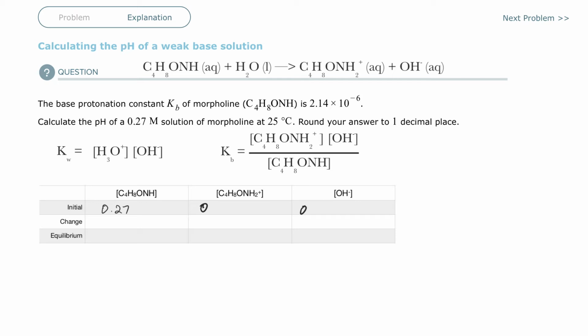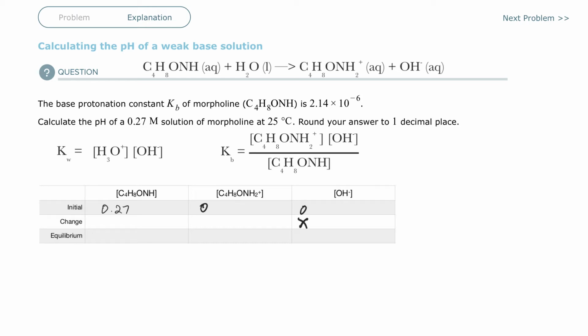Now, the change. What do we want to know? We want this so that we can find this and then get the pH. That means that this is going to be my X. When I have the concentration of hydroxide, then I can do something with it and get what I want. So this is my X. So I'm going to go back to here and say the concentration of hydroxide is going to be X.